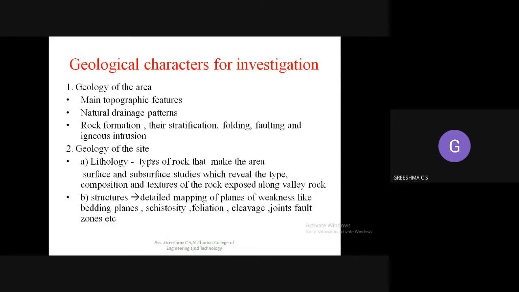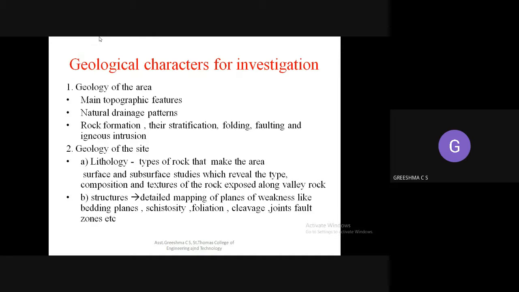The topography: what kind of land it is, whether it is hilly land or plain land, whether it is a river valley, what the strata is, how strong the strata is, whether it is loose soil. All this geological, topographical nature of the land should be studied. And we have to see the natural drainage patterns. Drainage basically refers to the river, so you have to see the river patterns, how the catchment will go, how the river is flowing, and how much water, all these things you have to consider here.